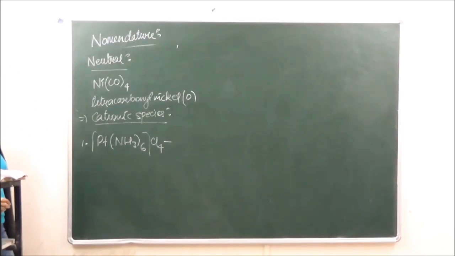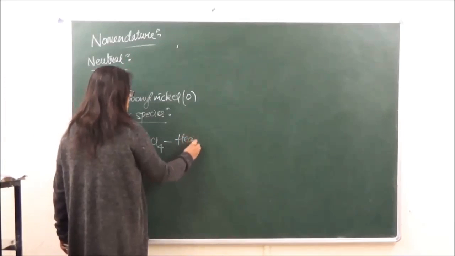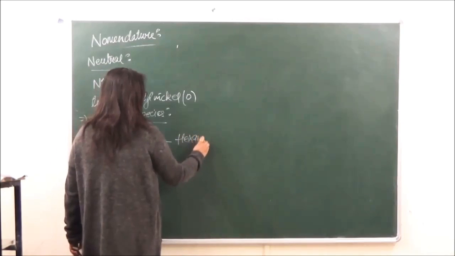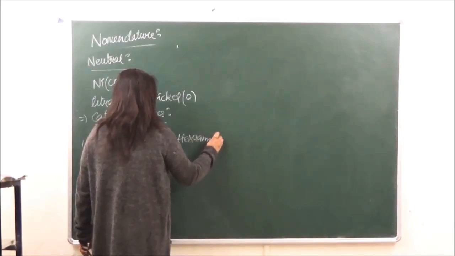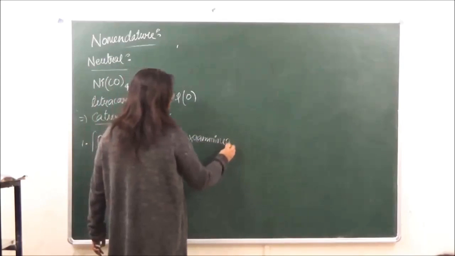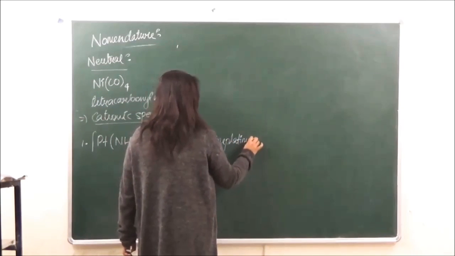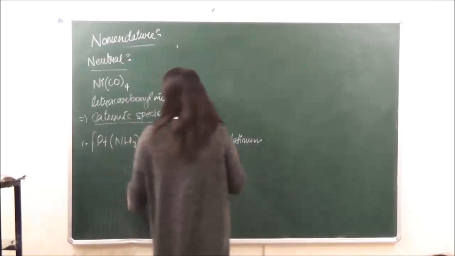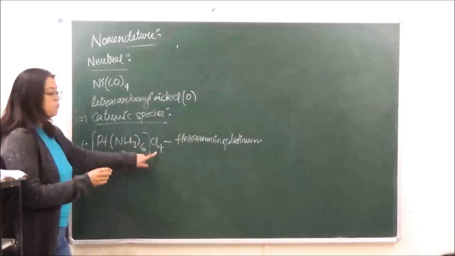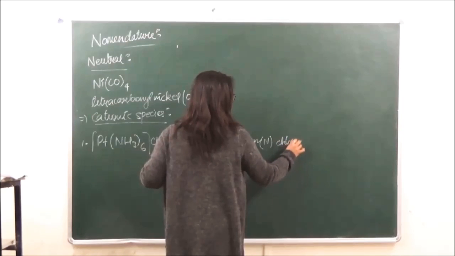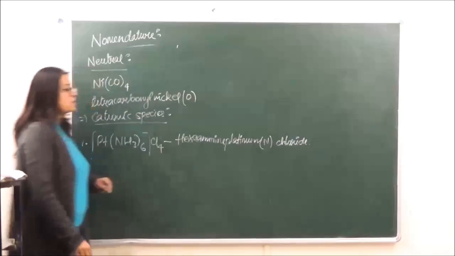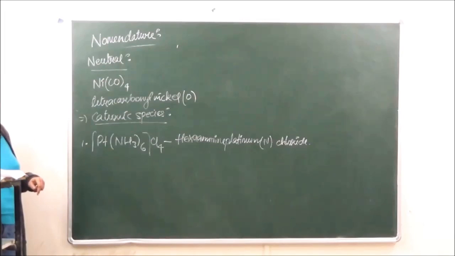For a cationic species, we will first name the coordinate entity, and after that the counter ion. So this is hexaamine platinum. What is going to be the oxidation state of platinum over here? 4. Okay, so mention 4 and then give a little space to give the name of the counter ion, which is chloride. So hexaamine platinum 4 chloride. Okay?